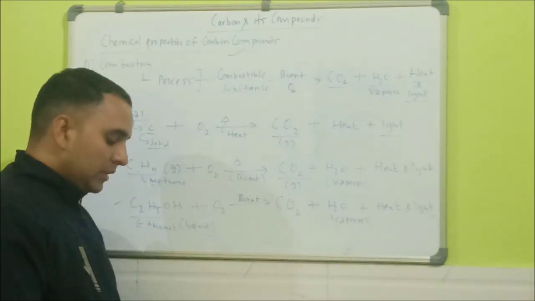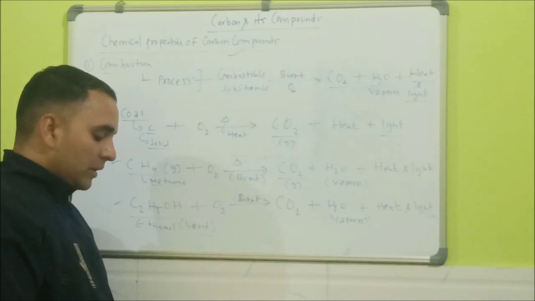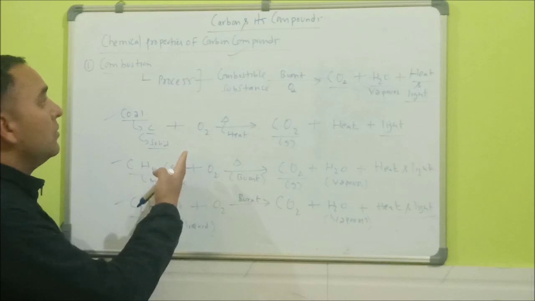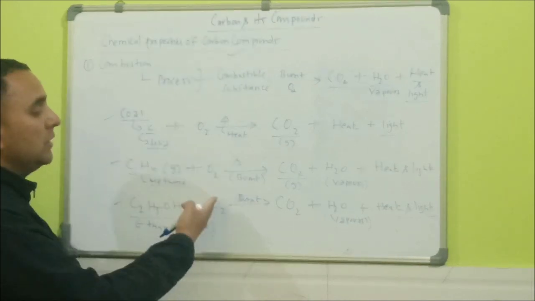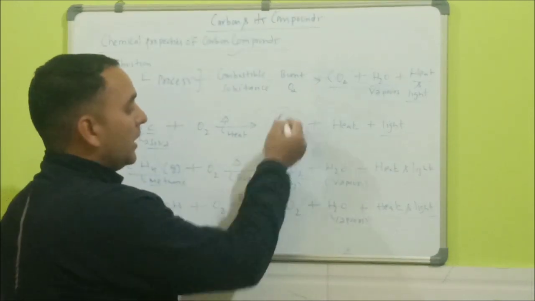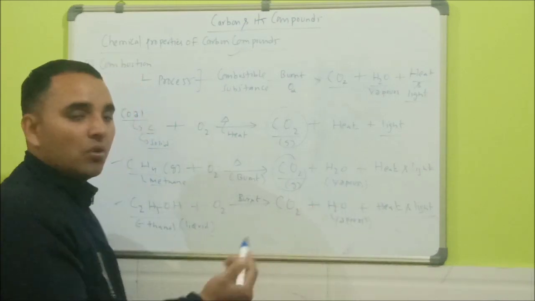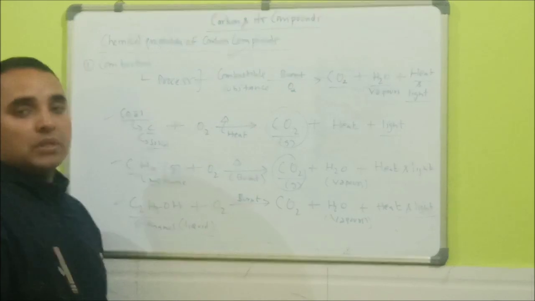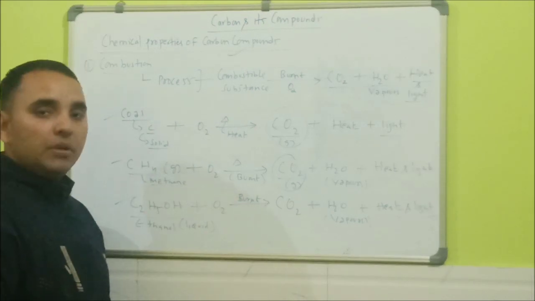So here we can see that by combustion, these carbon compounds, when burned in presence of oxygen, produce a good amount of carbon dioxide gas, water vapor, and an enormous amount of heat and light energy. So this is the combustion process. This is the first chemical property of carbon compounds.